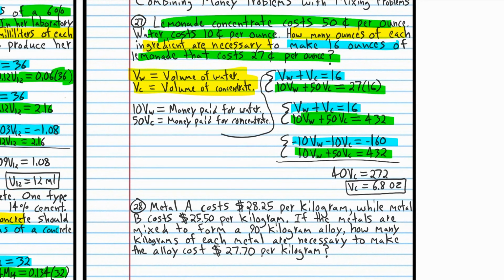And then we can just take our blue equation, volume of the water plus, plug in 6.8 for VC. 16 minus 6.8 is equal to 9.2. So 9.2 ounces of water. So we're going to add 9.2 ounces of water to 6.8 ounces of concentrate to make 16 ounces of a solution that costs 27 cents per ounce.